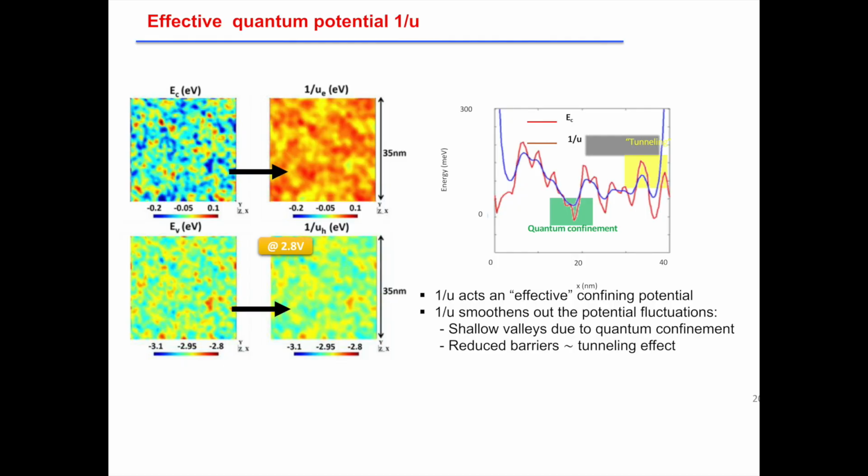It's interesting to see what happens when we go from the map of the conduction band to the map of 1 over u, the landscape function. If I take a cross-section of those two maps, the red curve is for the conduction band energy, and the blue curve is for the effective potential 1 over u. And you see that the amplitude of fluctuations of EC is much larger than the fluctuations for 1 over u.